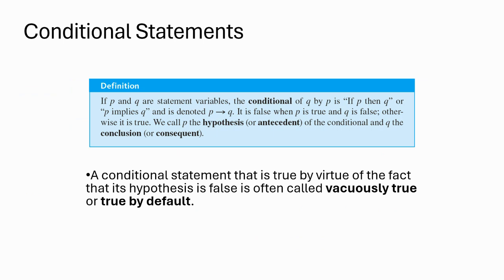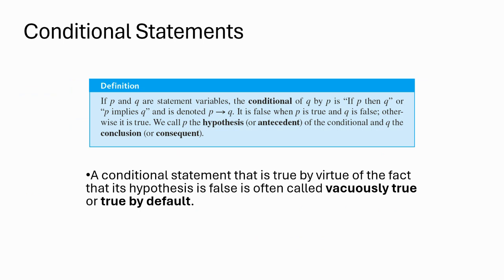P, the if part, we call the hypothesis or the antecedent of the conditional, and Q is the conclusion or the consequence. And the statement here at the bottom is really important to understand. It says that a conditional statement that is true by virtue of the fact that its hypothesis is false is often called vacuously true or true by default.